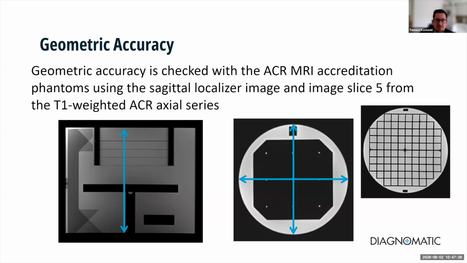Also on this slide, you can see two geometry insert designs, a grid structure and a plastic block with 9 holes. Both designs are valid, but the Pro MRI ACR phantoms use the plastic block.